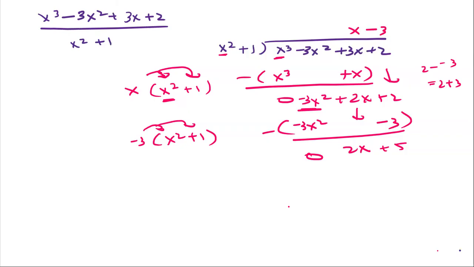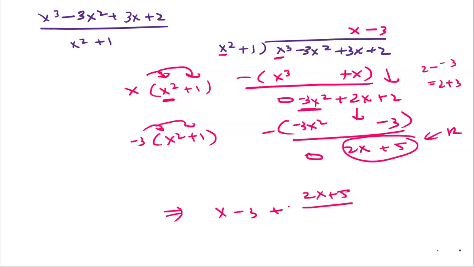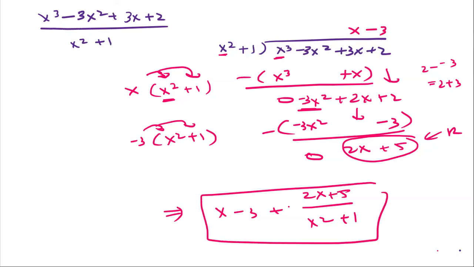All right, so again, my final answer is going to be x minus 3, and then we have our remainder, which is 2x plus 5, divided by x squared plus 1. And that will be our final answer.